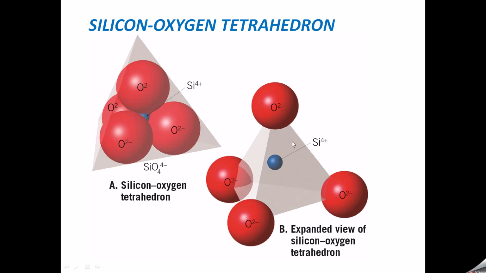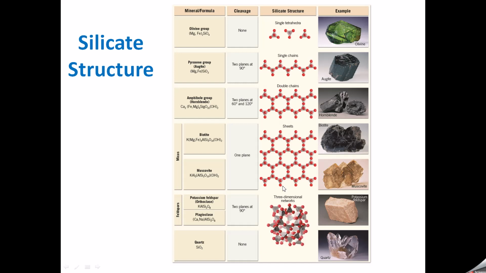Tetra means four faces. 1, 2, and the other one from the back, and the other one from the bottom here. 1, 2, 3, 4. Four faces. Four oxygens and one silicon. Let's look at the chains, or the arrangements, of these silicon tetrahedra.